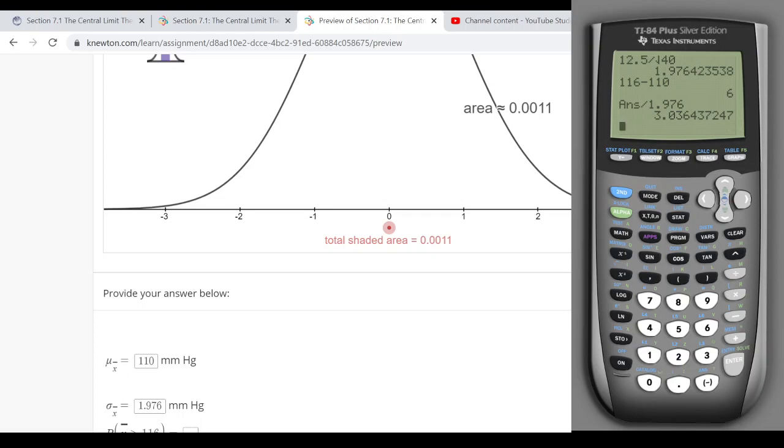3.04, it looks like. Alright, let me just make sure. Let's see, 6 divided by, let's take this number up here instead of 1.976. Yeah, 3.04, it would still round to. Alright, so I'm going to move this to 3.04.